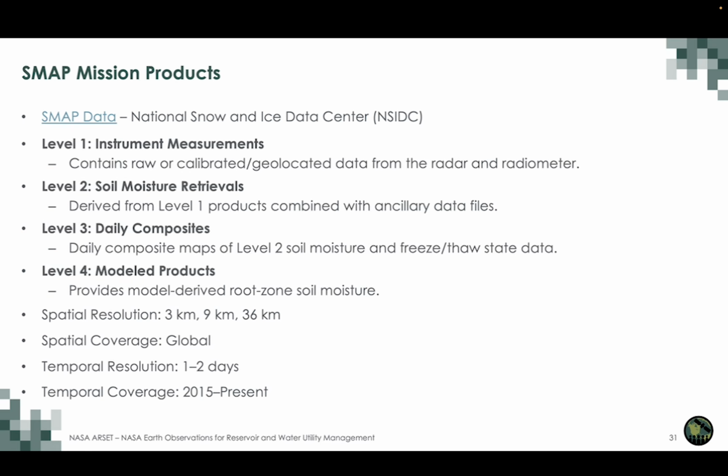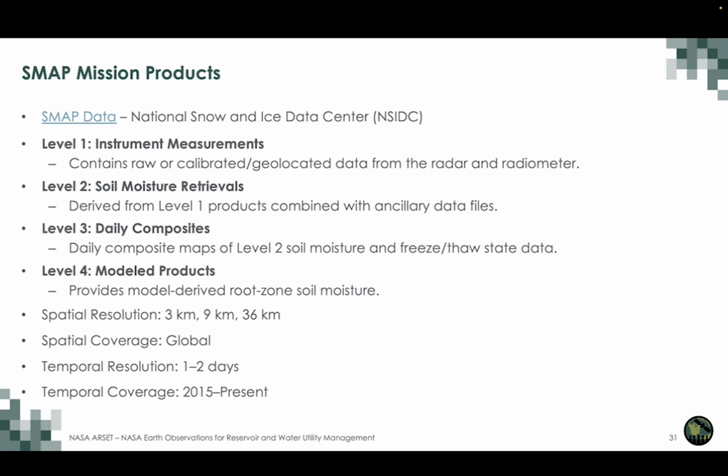Level 3 is highly useful for runoff forecasting as it provides daily composite maps that include both soil moisture and freeze-thaw states. Knowing if the ground is frozen is critical for predicting whether a sudden rain event will trigger immediate flooding or soak into the soil. Level 4 takes this a step further by providing model-derived root zone soil moisture, which is incredibly valuable for assessing deeper seasonal basin saturation and drought conditions.